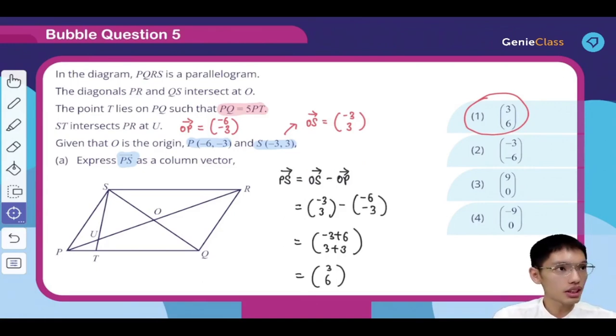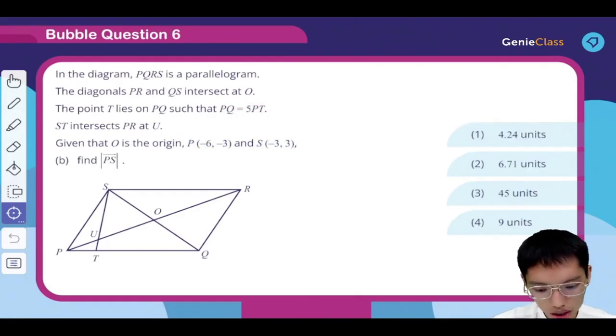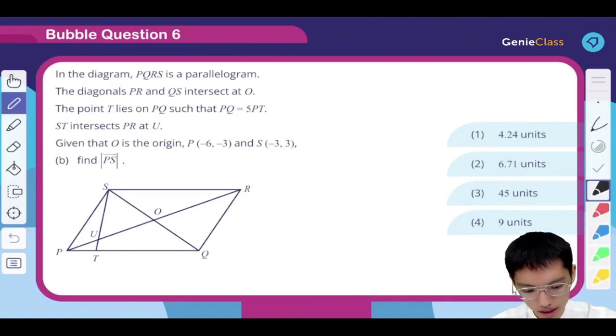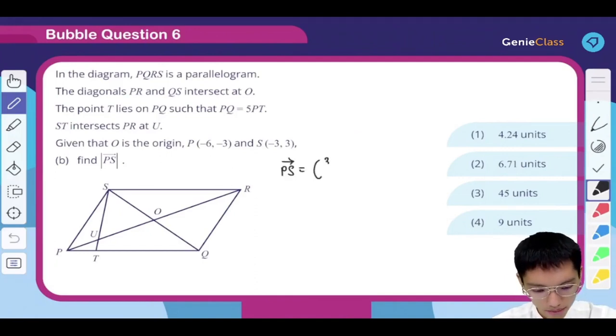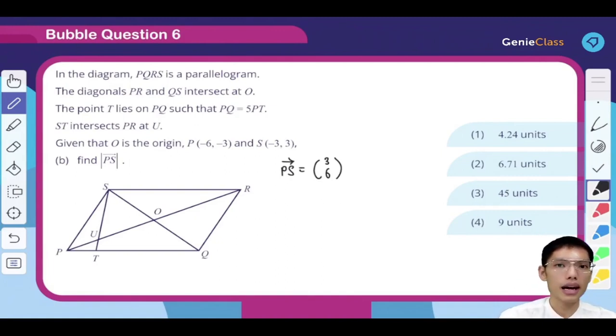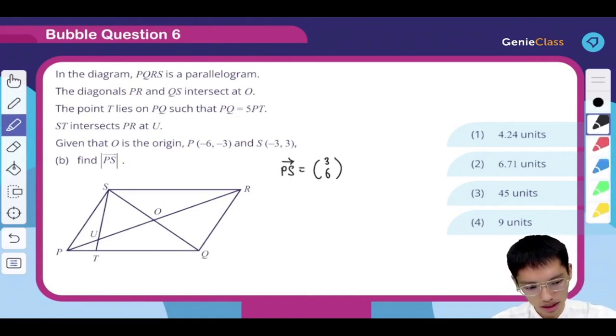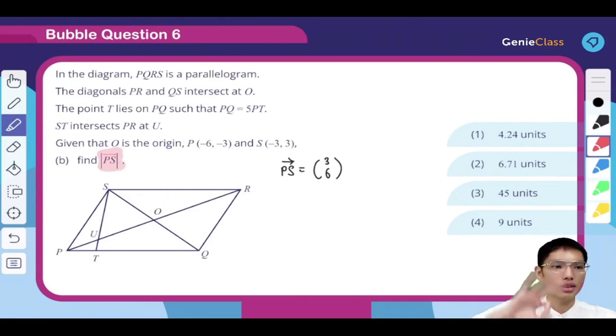Seeing the responses, I think it's going good. Let's move on. Now, I want to find the magnitude of PS. Of course, I need to give you the vector first, which is this. I'm not going to ask you to spend extra time. PS is this. How do I find this, and what does it even mean first? Launching the bubble launcher. What does this mean? In 3, 2, 1.